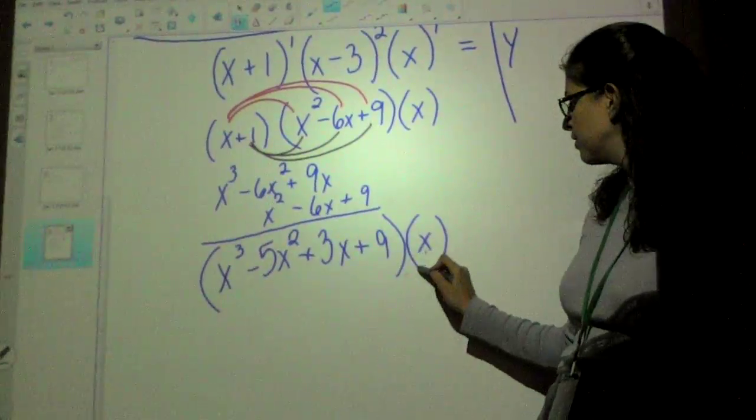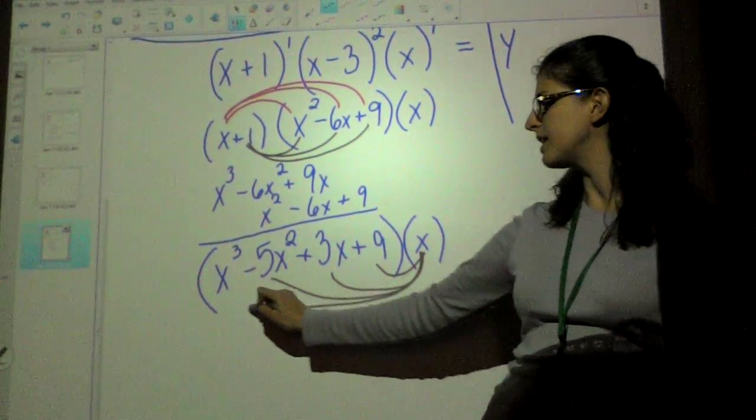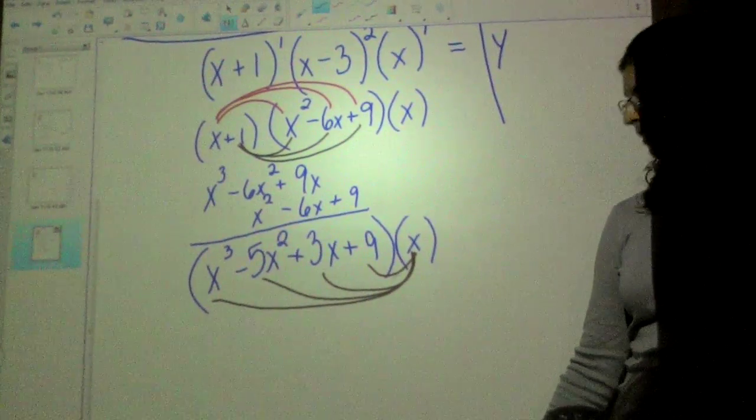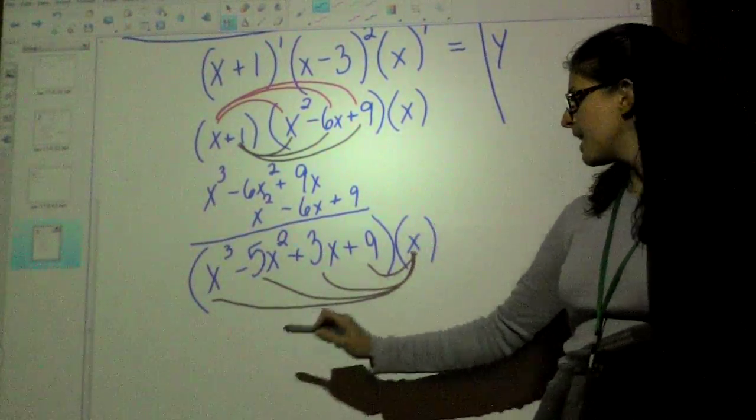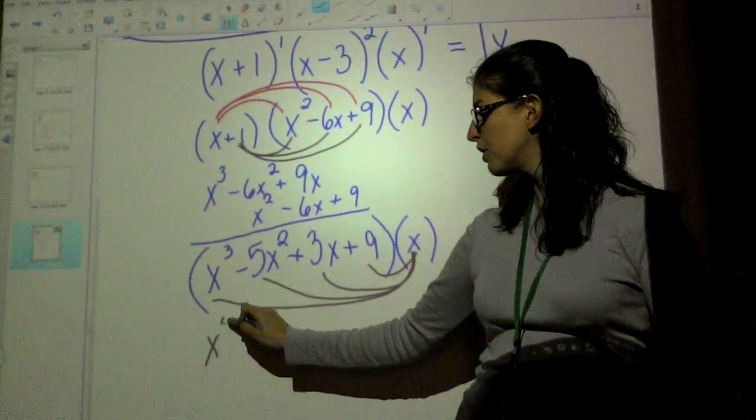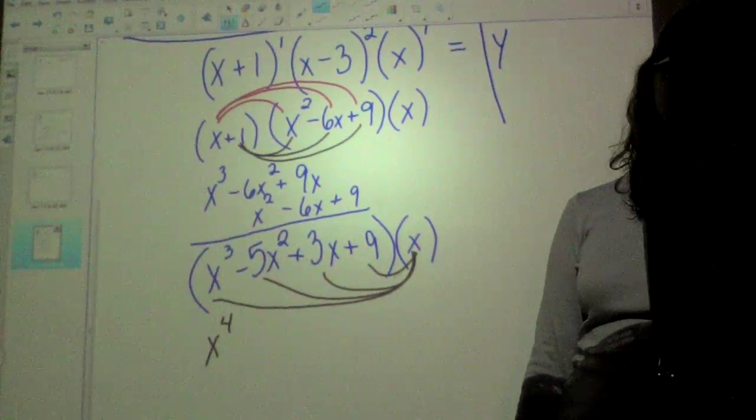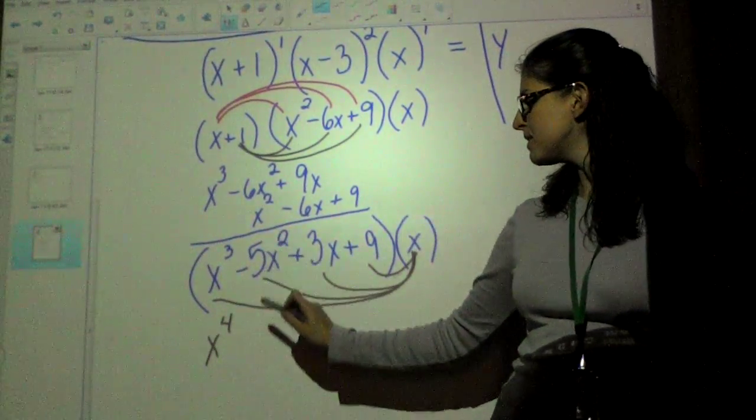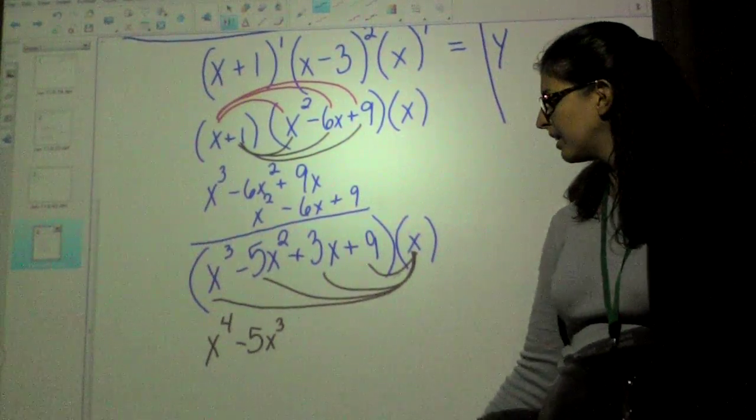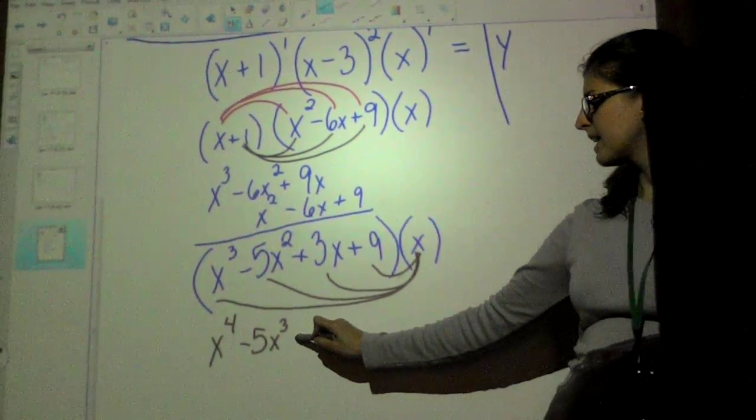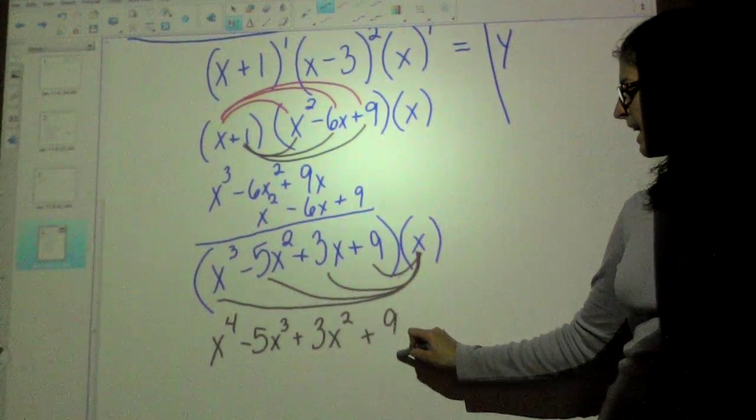Distribute the x through. That's always the easiest last step, in my opinion, to distribute a single thing through. If you want to do it first, you could. So x cubed times x is going to give me x to the 4th. It's degree 4. That's what I needed. X times minus 5x squared is going to give me minus 5x to the 3rd. 3x times x is going to give me 3x squared plus 9x.